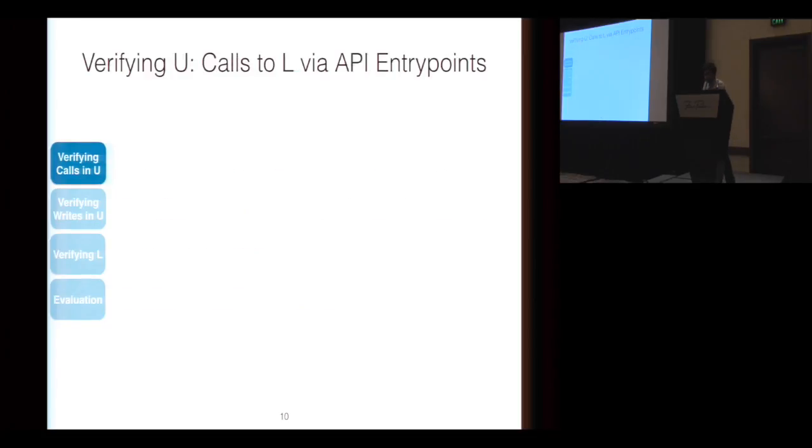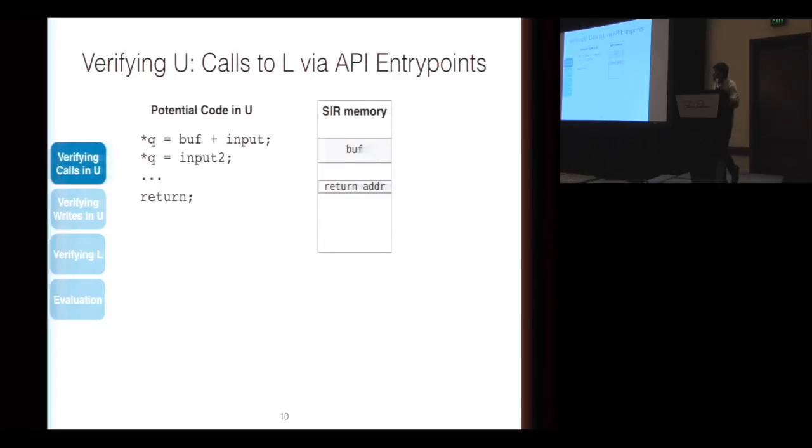So the first property that we need you to satisfy is that it plays nicely with L. That it only interacts with L via these API entry points. And this may sound like an easy property to enforce, but it's actually fairly non-trivial in practice. Consider this program. And this is fairly representative of the problem a few slides ago. So we have a programmer trying to index a buffer by adding to the base.